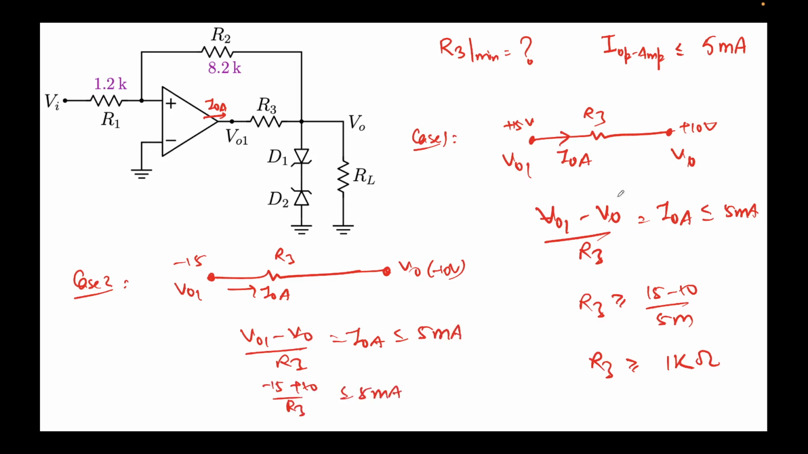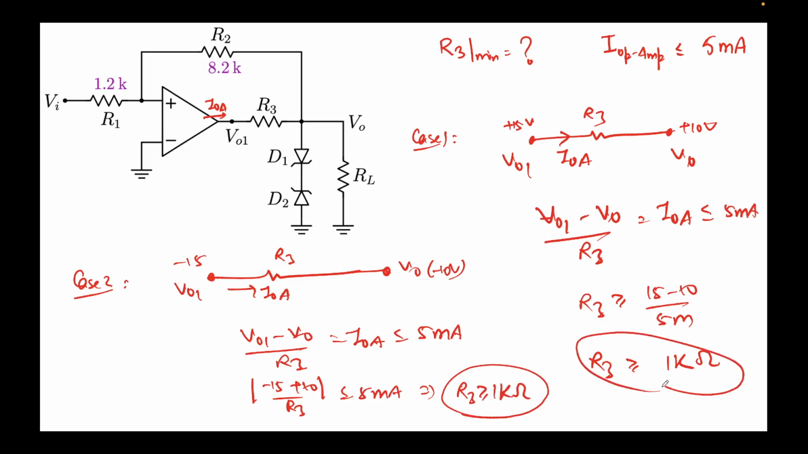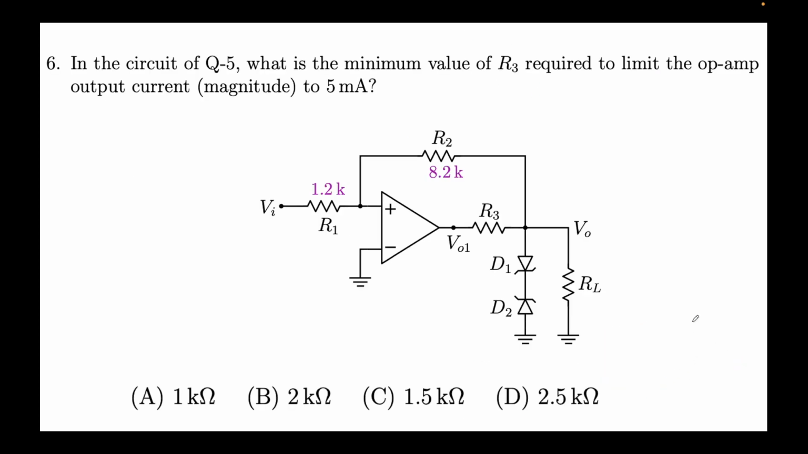You solve it. We have talked about the magnitude having to be smaller, so there is a mod over here. If you solve this again, it will be 5 upon R3, and again you will get R3 greater than or equal to 1 kilo ohms. So in both the cases, R3 should be greater than or equal to 1 kilo ohms. So R3 minimum value should be 1 kilo ohms. So at minimum it should be 1K, which is option A.